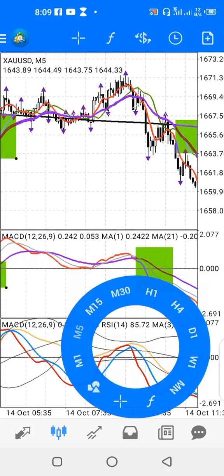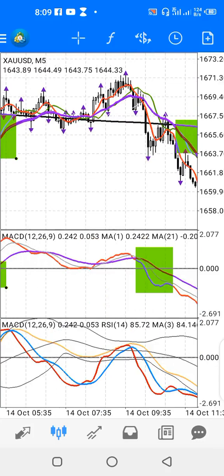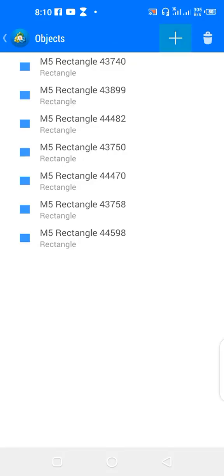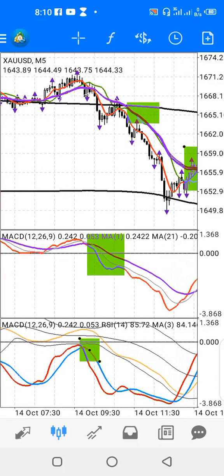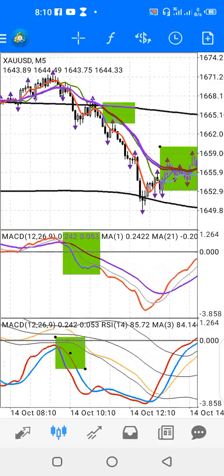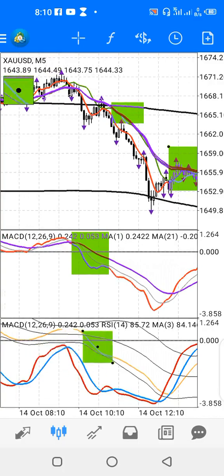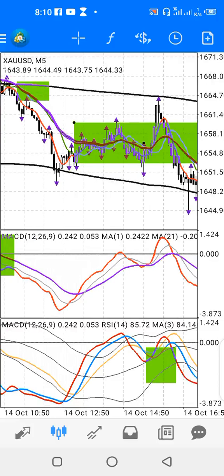And they cross down below the lower Bollinger Bands. This is a scenario of when to sell. The red and the blue lines are below the lower Bollinger Bands. Okay, a scenario to sell. This is a scenario to buy.